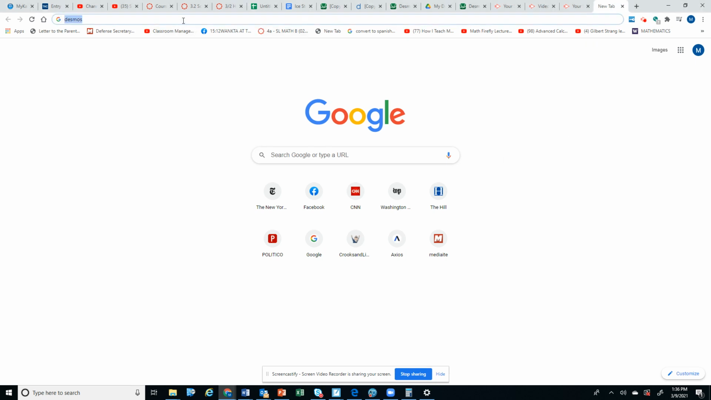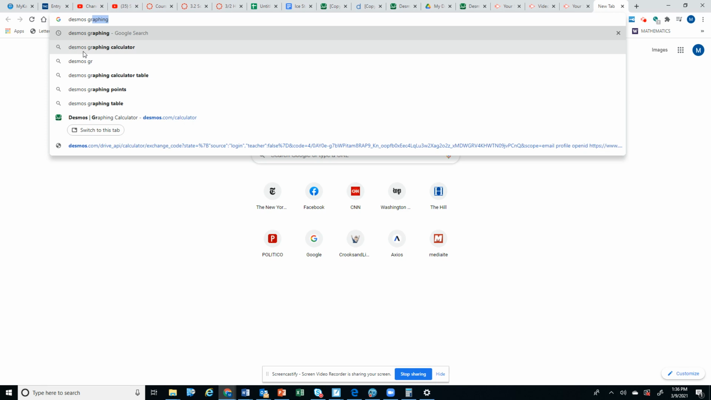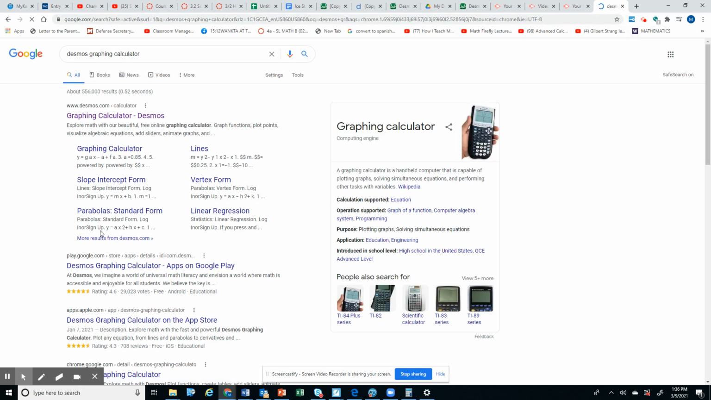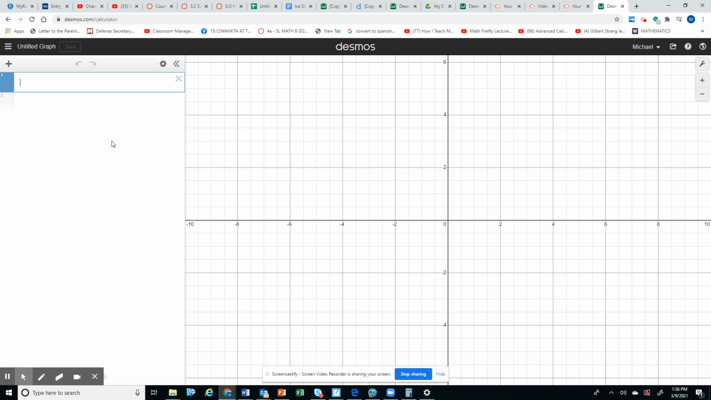So let's type in Desmos Graphing. See graphing, right? And it pops up. Graphing calculator. Okay, and you're right there. And so I'm just going to show you two graphs and different features that we're going to use, right?